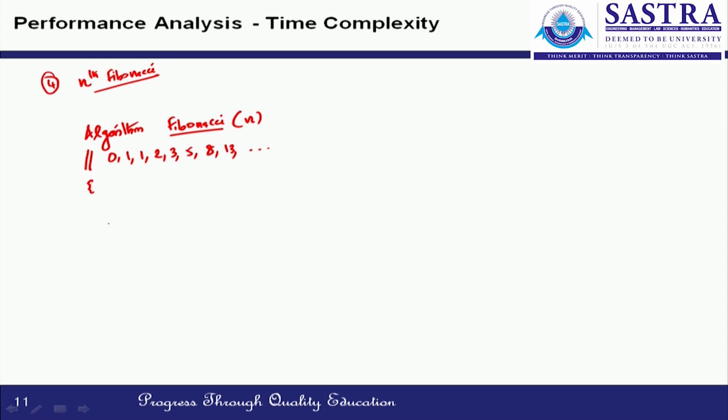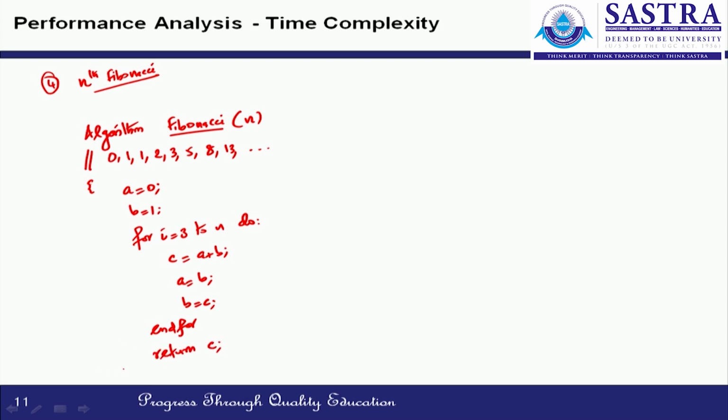Writing here the assignment statements. A is equal to 0, B is equal to 1, for I is equal to 3 to n do, C is equal to A plus B, A is equal to B, B is equal to C, end for, then return the value C, closing curly brace. This is the end of Fibonacci.